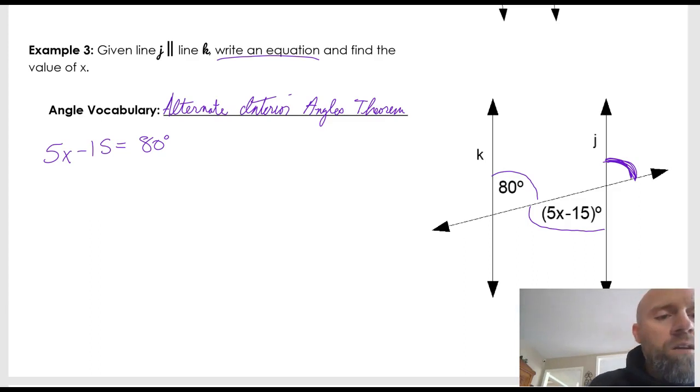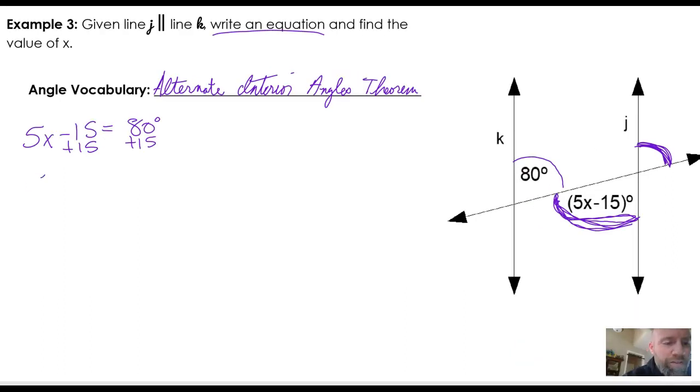Well, all right, we can go ahead and solve for x and find out what the value of x would be. Let's add. So 5x is equal to 95. And then I can use the division property of equality and divide 5 on both sides of my equation. And I would have x is equal to 19 degrees.